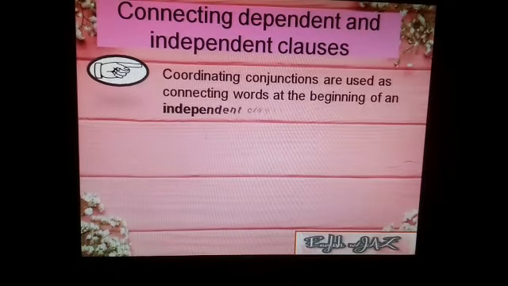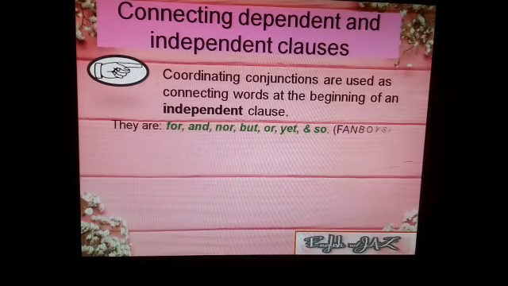So how do we connect dependent and independent clauses? We use coordinating conjunctions to connect words at the beginning of an independent clause. So what are these independent clause markers? We have the acronym FANBOYS, or the conjunctions for, and, nor, but, or, yet, and so.